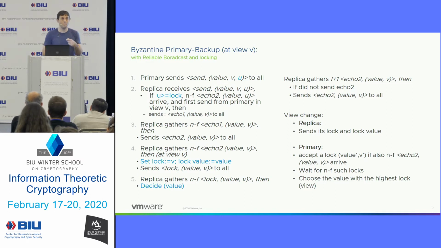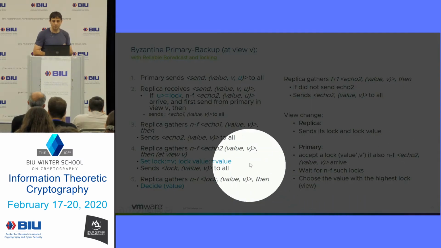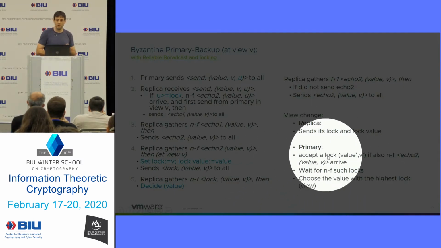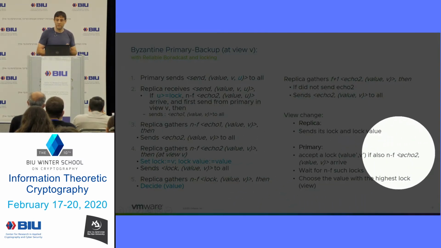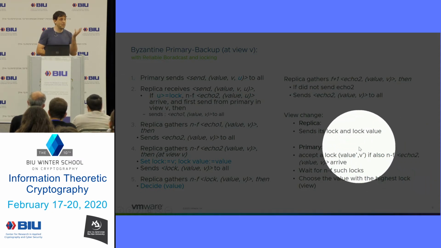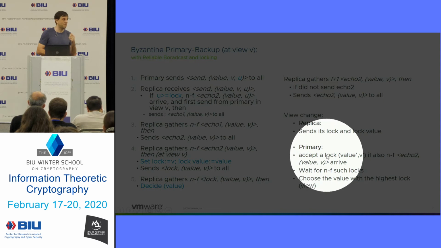And so this means that if I see n minus f echo 2s, all non-faulty will see n minus f echo 2s. And moreover, we've shown that there's a non-equivocation property. There's only one value that the primary can send that receives n minus f echo 1s. Okay? So this basically means that, back to the primary, if it receives a lock from a replica, and it also receives the appropriate n minus f echo 2s, it is essentially a signature that this event happened, right? It's an information theoretic way of guaranteeing that this event happened.